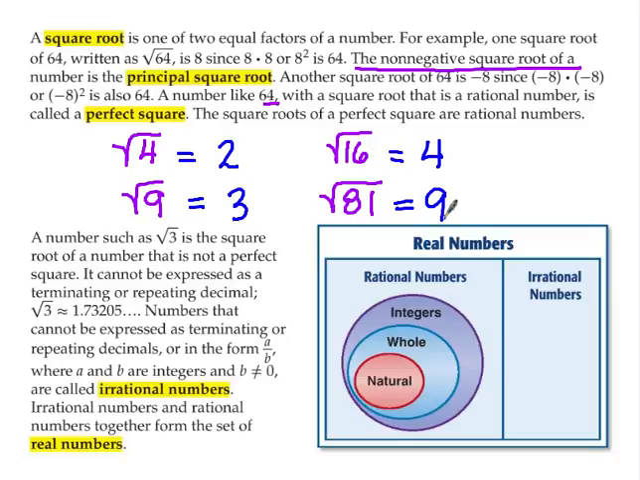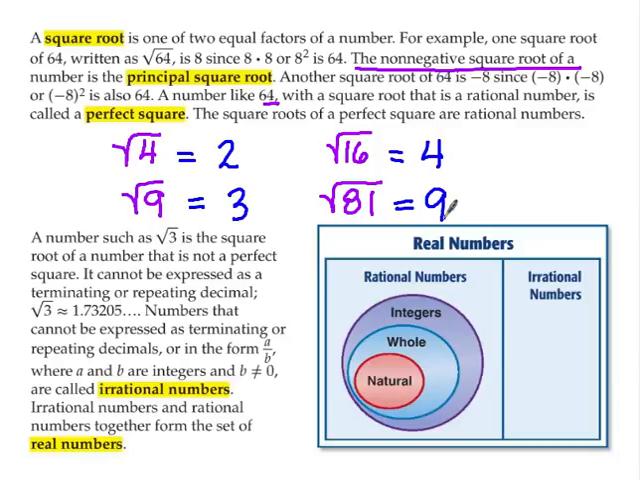Very rarely, especially in Algebra 1, will you need to find the negative square root. It's always just going to be the principal square root. They're just reminding you that you can have 2 square roots there. So now, let's look at the next paragraph.